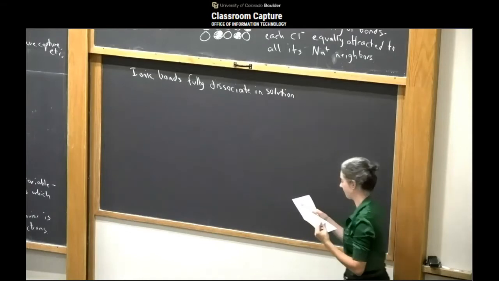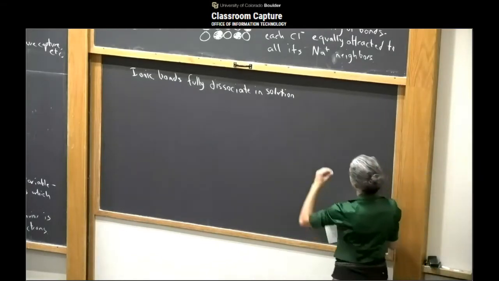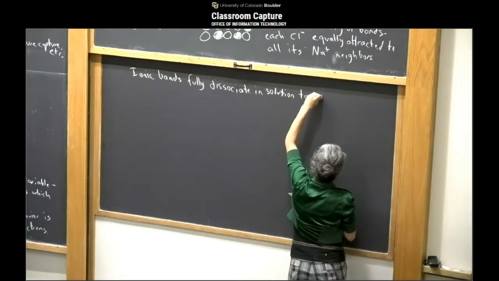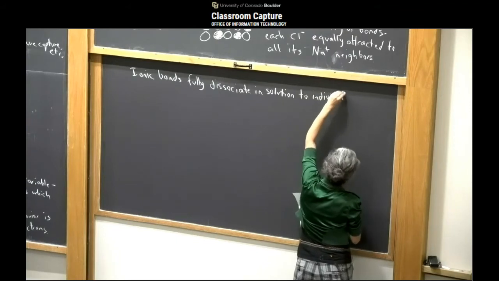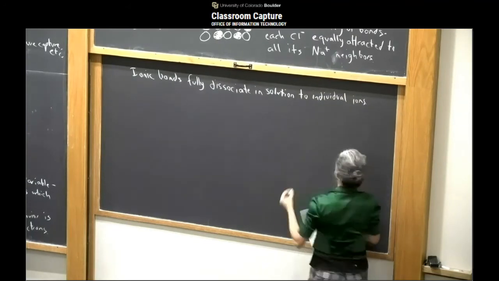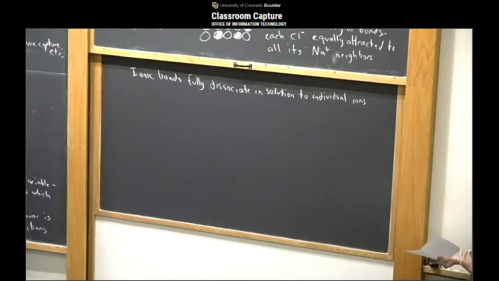Okay. To individual ions. Okay, so the ionic bond is really not a permanent thing. It's just sort of the charges pulling the ions together.